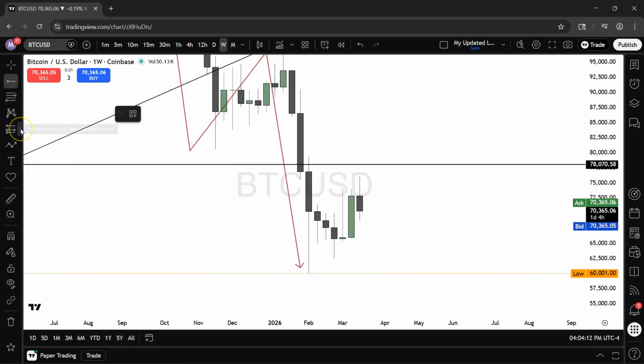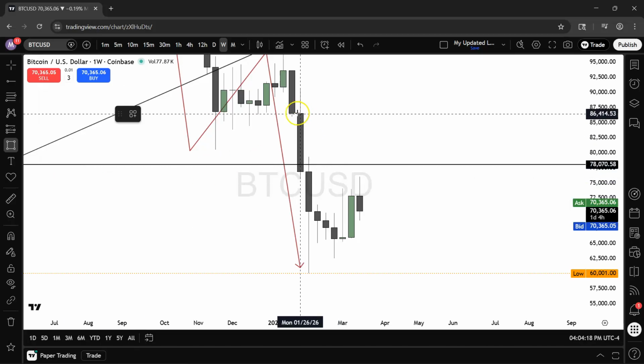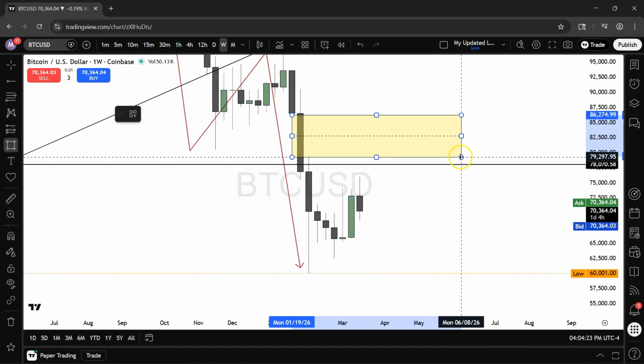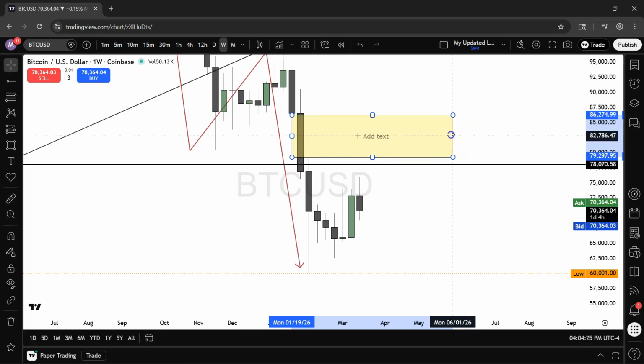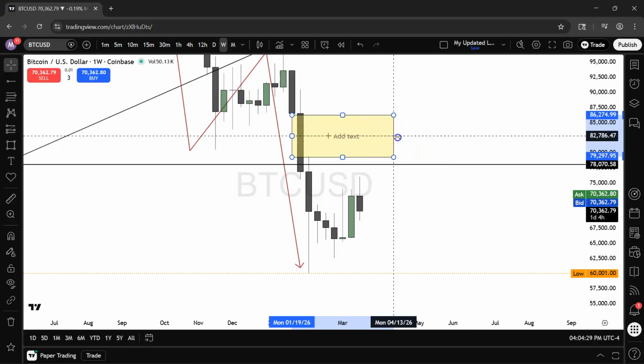So we're going to mark that out. Let me get this tool here. Right here. We're going to mark this fair value gap, right? That's our fair value gap. Now we're in.